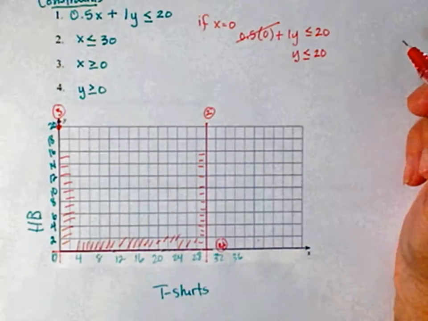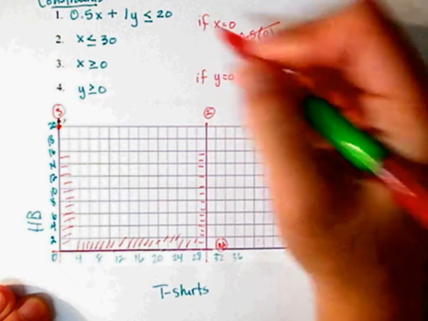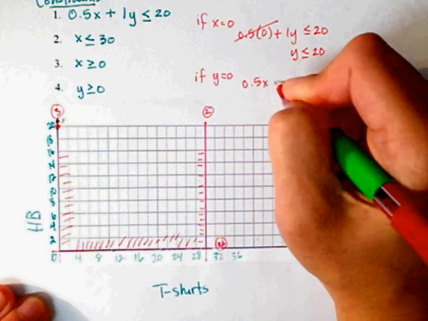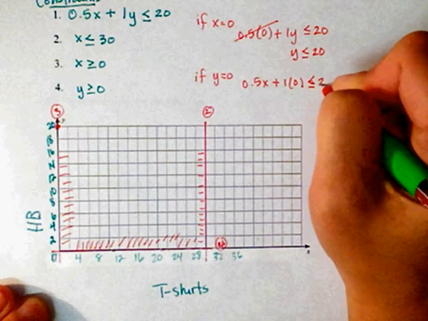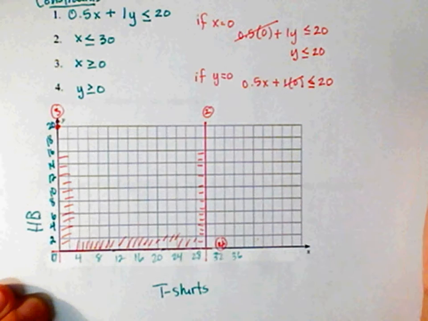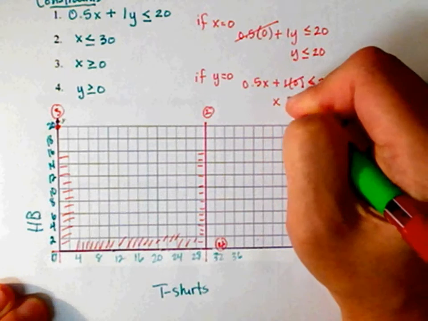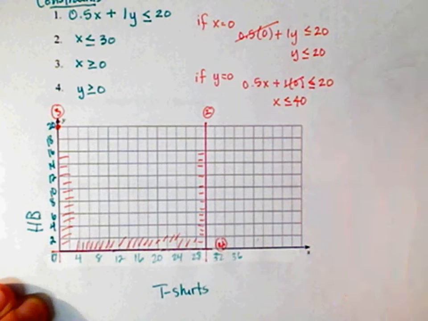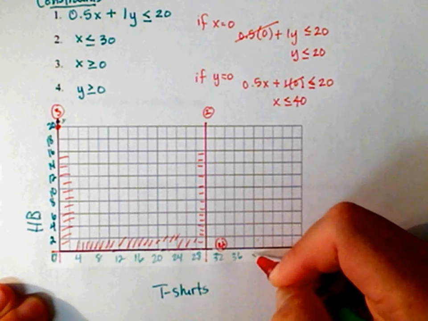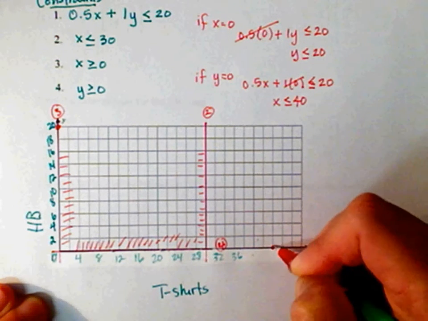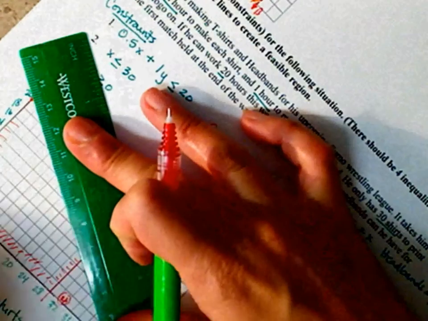So there's that point. If y is 0, plug it in. 0.5x plus 1 times 0 less than or equal to 20. Anything times 0 is 0. Divide by 1/2. So x has to be less than or equal to 40. Okay? So x has to be at 40. Where's 40? 38, 40. And there you have your points. Now I'm going to connect them.